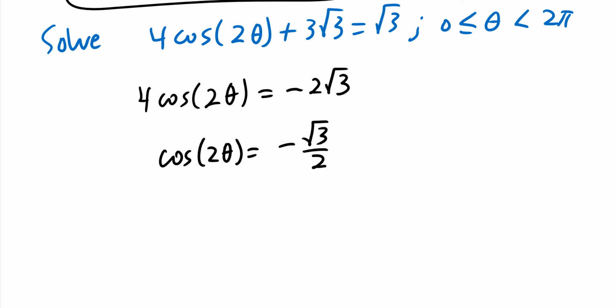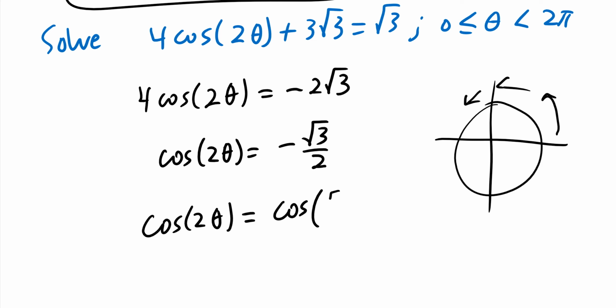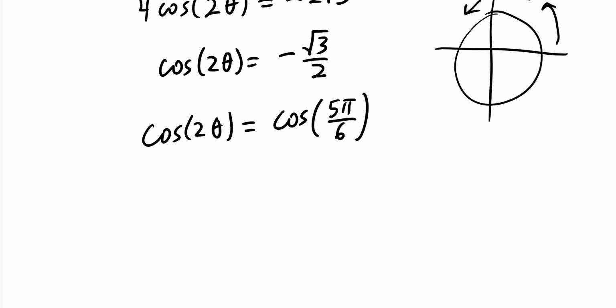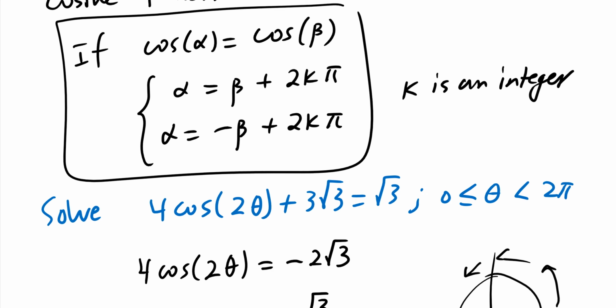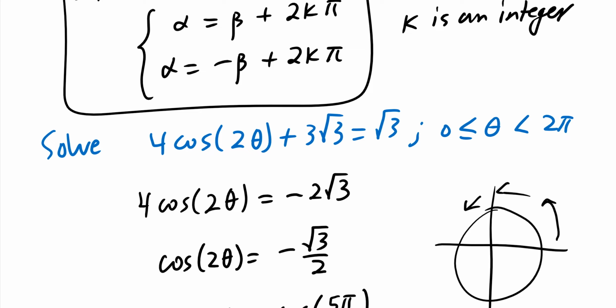Now we need to think about which angle, while I'm traveling in the positive direction on the unit circle, is the first angle that I come across whose cosine is negative radical 3 over 2. That's cosine 5 pi over 6. That's the first one, which is 150 degrees. Now we finish this up by using the boxed formula: alpha equals beta plus 2k pi, or alpha equals negative beta plus 2k pi.